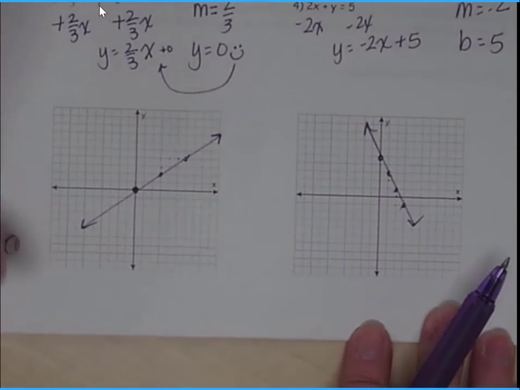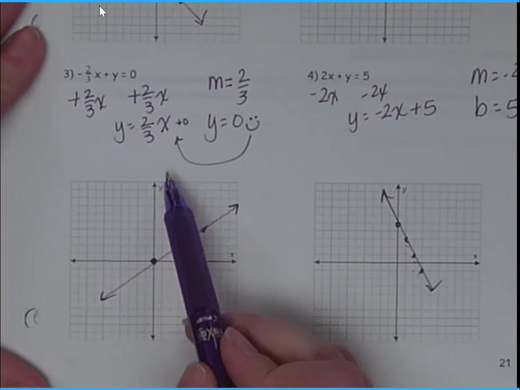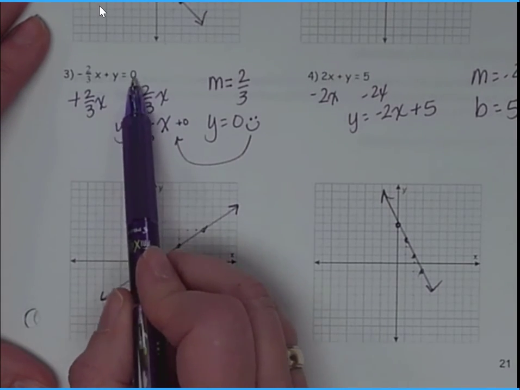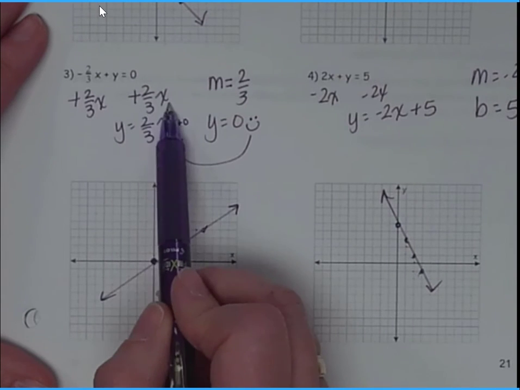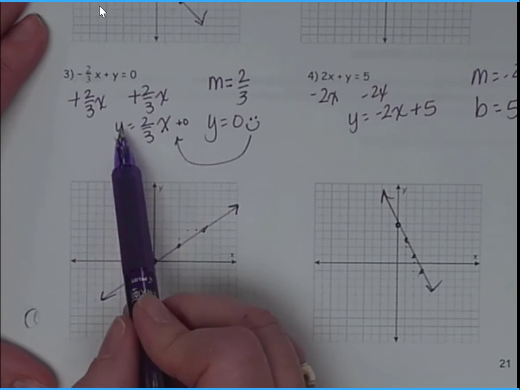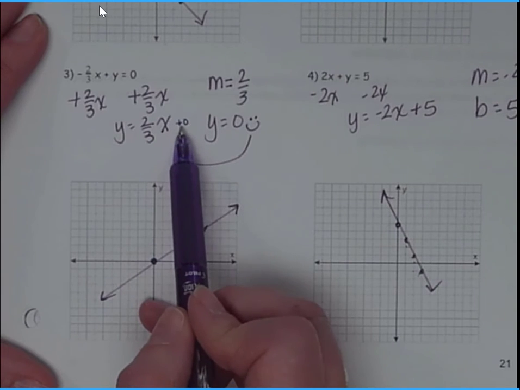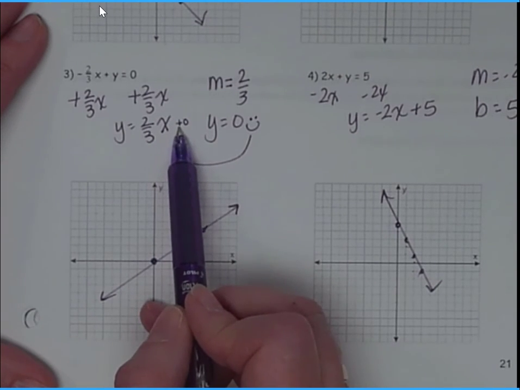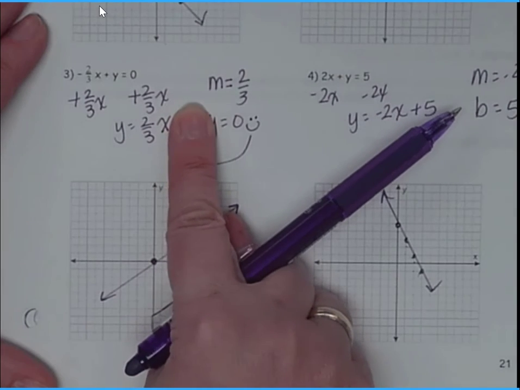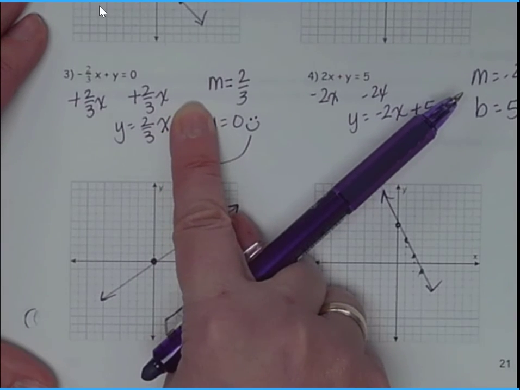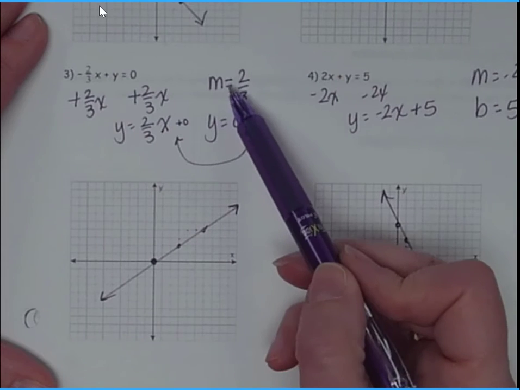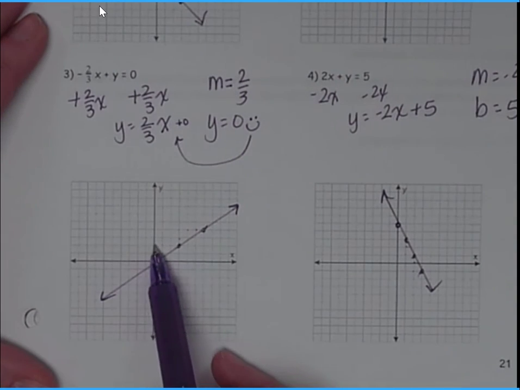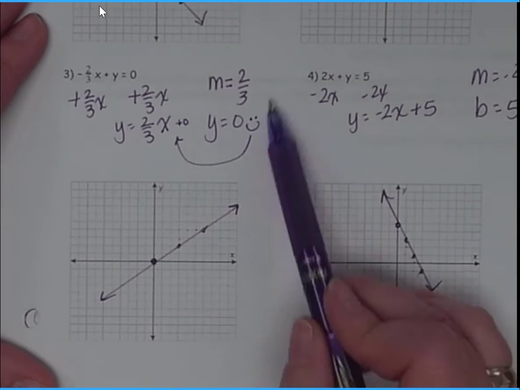Now this next one is a little sneaky because when you've got this equals 0, so when you add 2/3 x to both sides, you actually end up with y equals 2/3 x. Now I added a little plus 0 here to show you where that y-intercept came from, but keep in mind, my actual equation here is y equals 2/3 x. So my slope is 2/3, my y-intercept is 0. Start at 0, up 2 over 3, up 2 over 3.